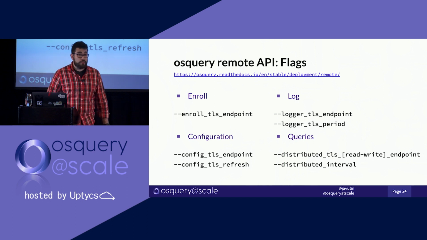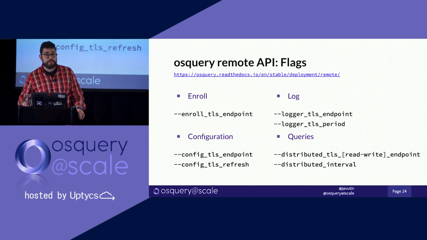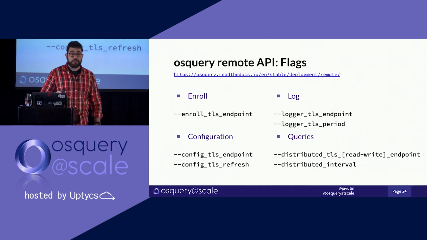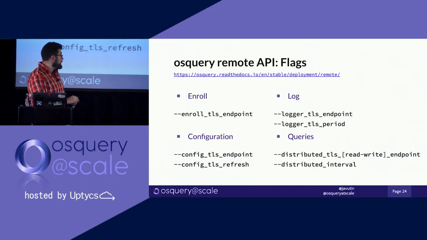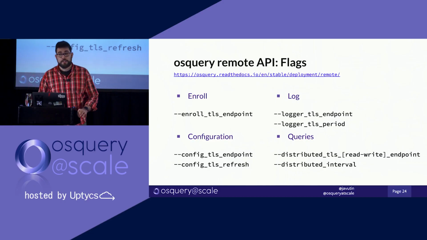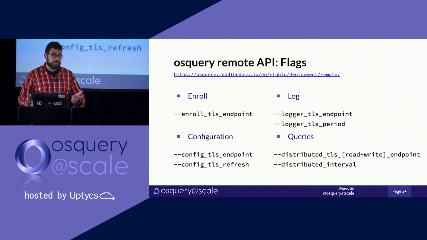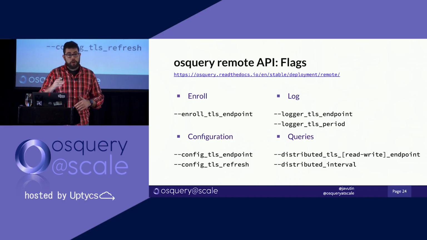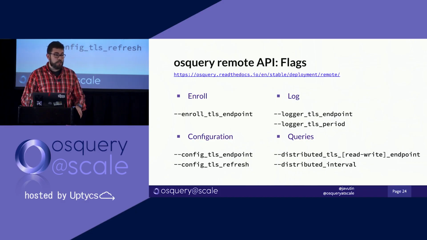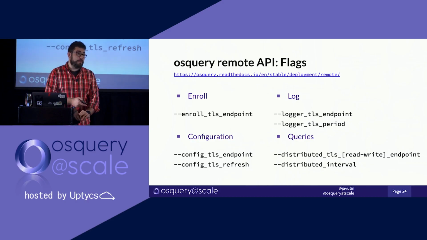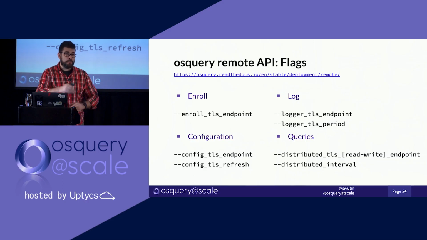Now, we talked about the implementation on the server side, but we haven't talked about the actual configuration that you have to apply in the client to be able to use those things. And these are not all the flags that osquery uses for TLS. There is the TLS hostname, the certificates, the secret, and a whole lot of other flags that you can use for this. I encourage you to go and look at the remote documentation, because all the flags are there.